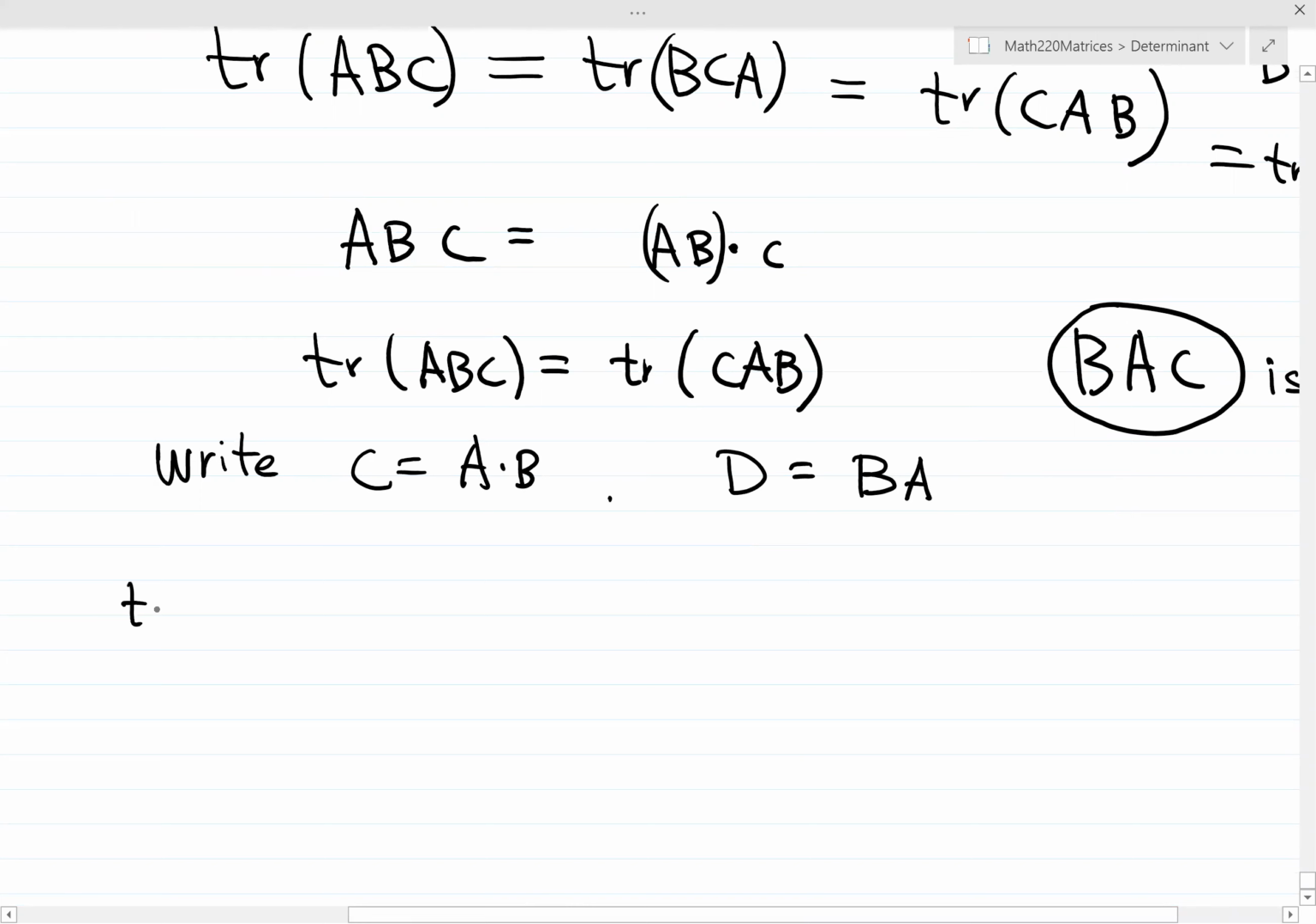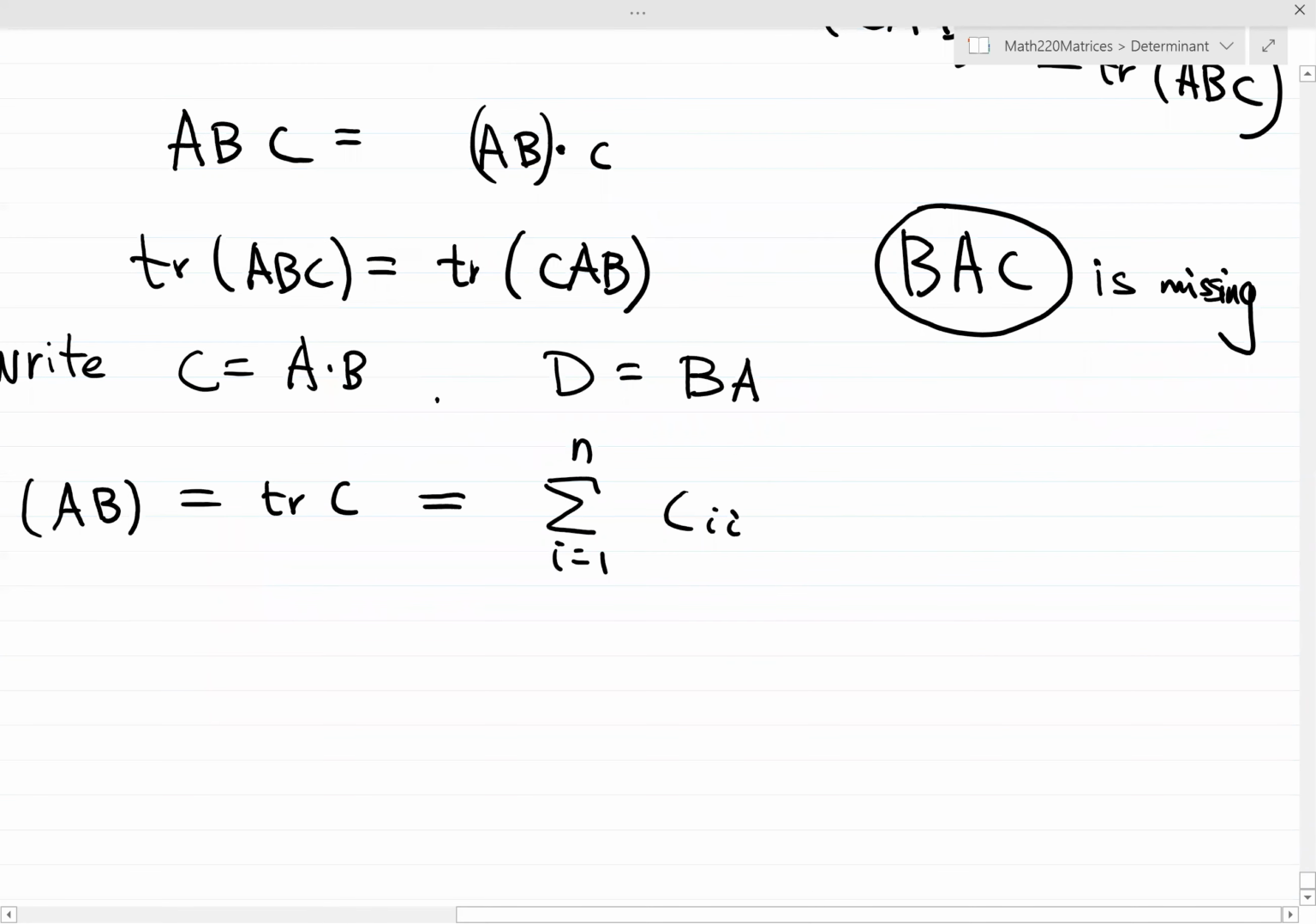Now the trace of AB is the trace of C, which is the sum of the diagonal terms C_ii, i from 1 to n. Now for the product C equal to AB, C_ii equals the sum over j of A_ij times B_ji. So this is C_ii, and then we sum over i from 1 to n.